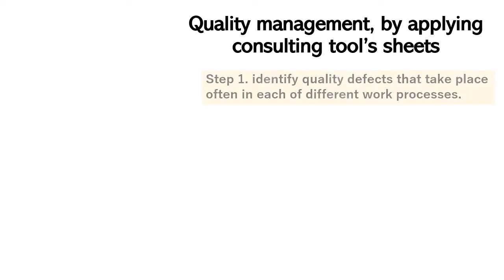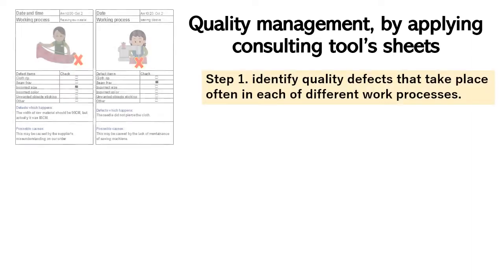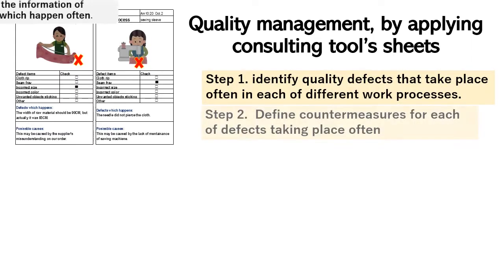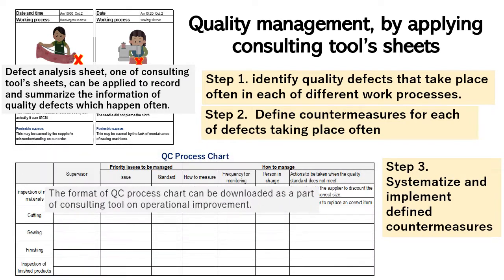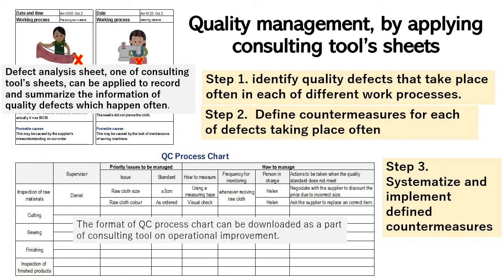Now let's consider how to implement quality management. The basic method for quality management has 3 steps. First, identify quality defects that happen often. Second, define a countermeasure for each of the identified defects. And third, apply the defined measures. The QC process chart can be used for this third step.